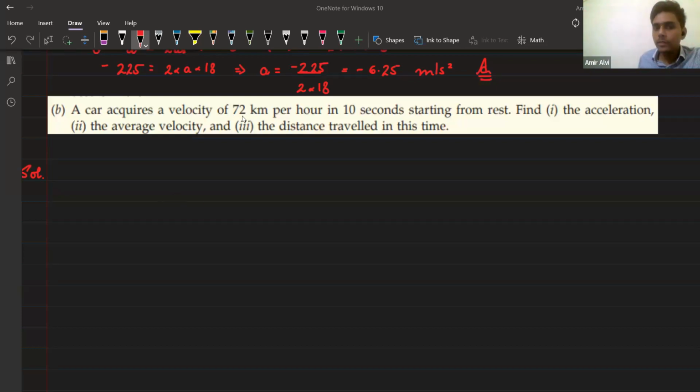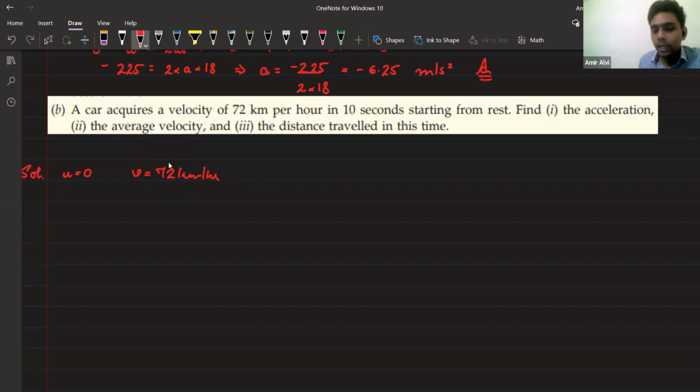Okay, so the question says a car acquires a velocity of 72 km per hour in 10 seconds, starting from rest. So if the car is starting from rest, the initial velocity will be 0. Very good. It seems like Sarah Khan has done the revision and the homework before coming to the class. Okay, so a car acquires a velocity of 72 km per hour. Is this a final velocity or not? Yes, it's the final velocity, because in 10 seconds it has gained a velocity of 72 km per hour.